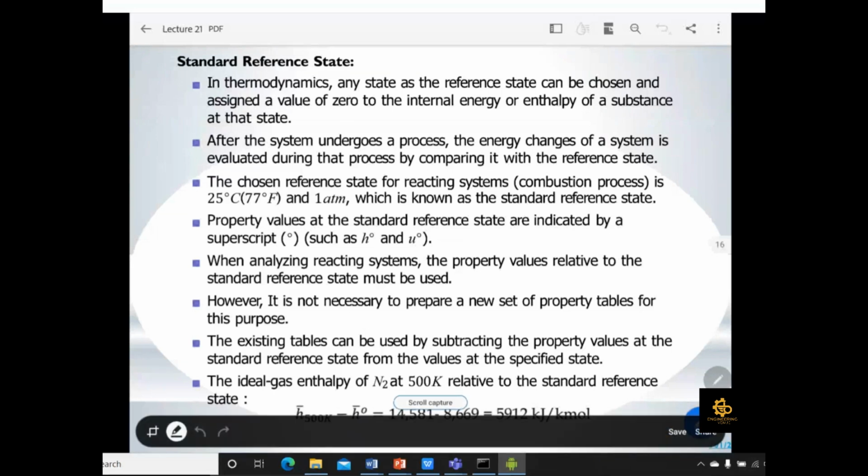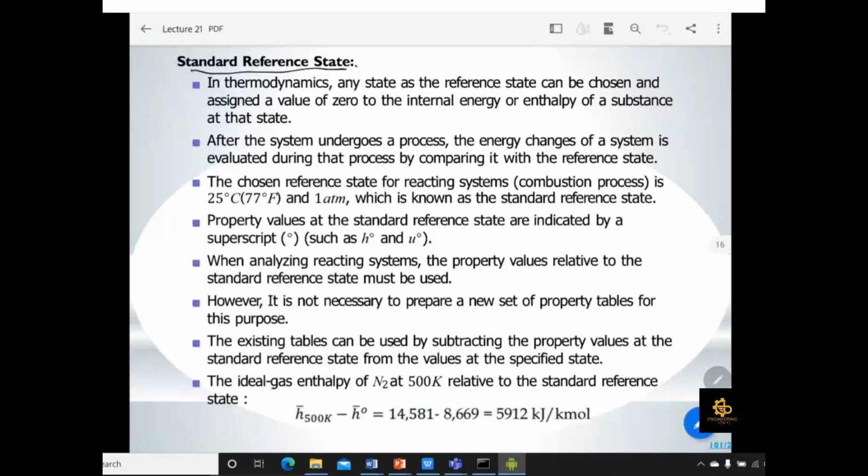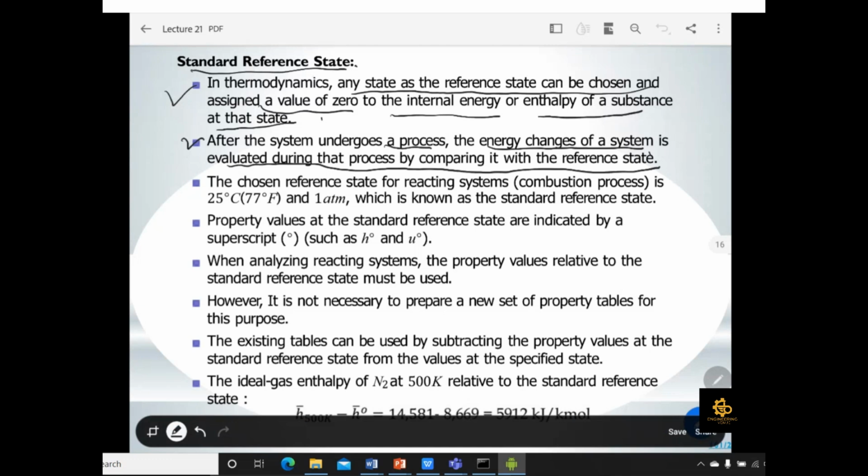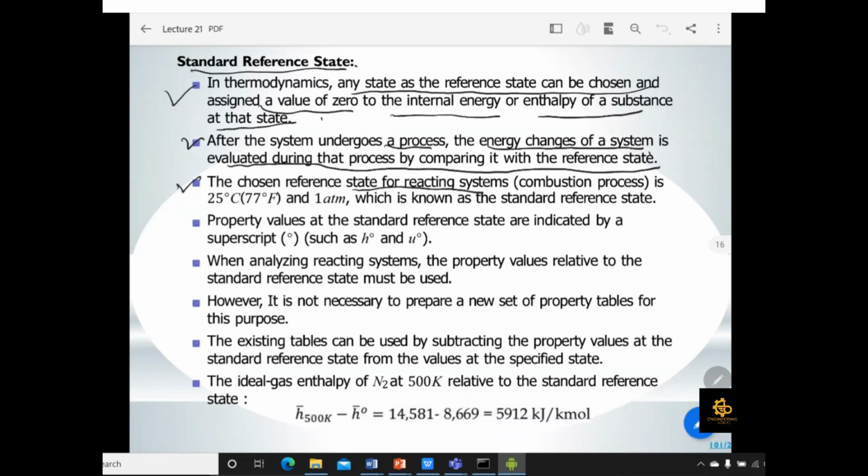Okay, so when we are dealing with the enthalpy of reaction and enthalpy of formation, the first thing is the standard reference state. In thermodynamics, any state can be chosen as a reference state and assigned a value of zero for the internal energy or enthalpy of a substance at that state. After the system undergoes a process, the energy change of the system is evaluated by comparing it with the reference state. In the thermodynamic analysis of reacting systems, we're talking about the combustion process, the chosen reference state is 25 degrees Celsius and 1 atmospheric pressure, which is known as the standard reference state.